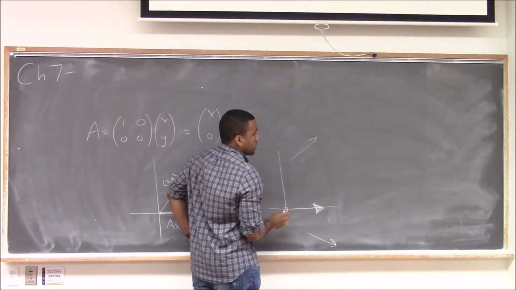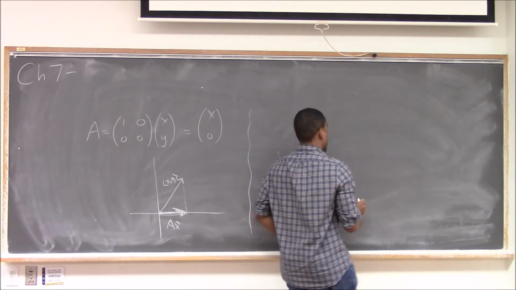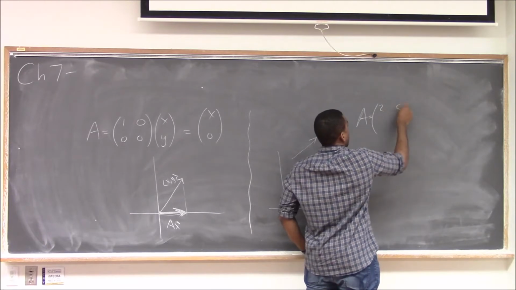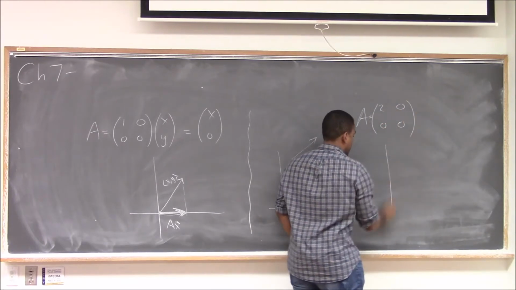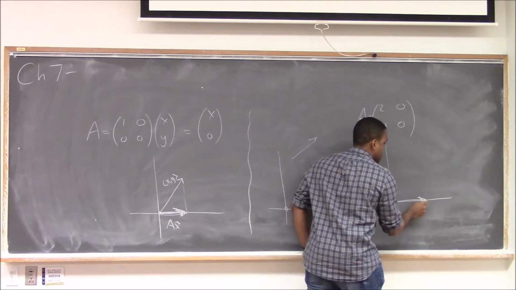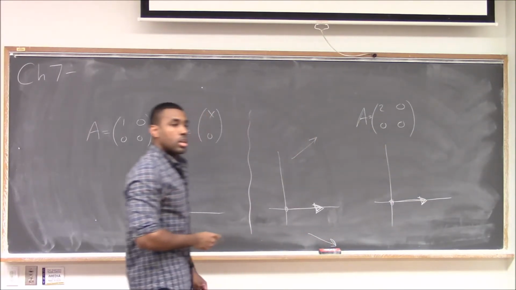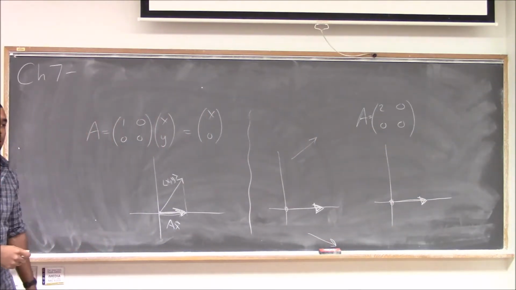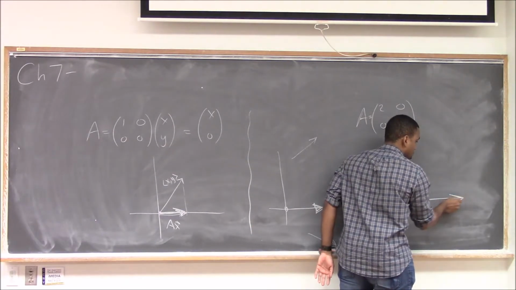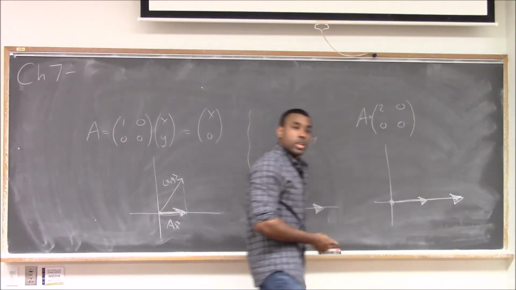What about if I took this matrix? What would that do to a vector that's lying along the x-axis? Increase it. Right. It's not going to change its direction. It's just going to scale the vector, right? It's going to make the vector longer.